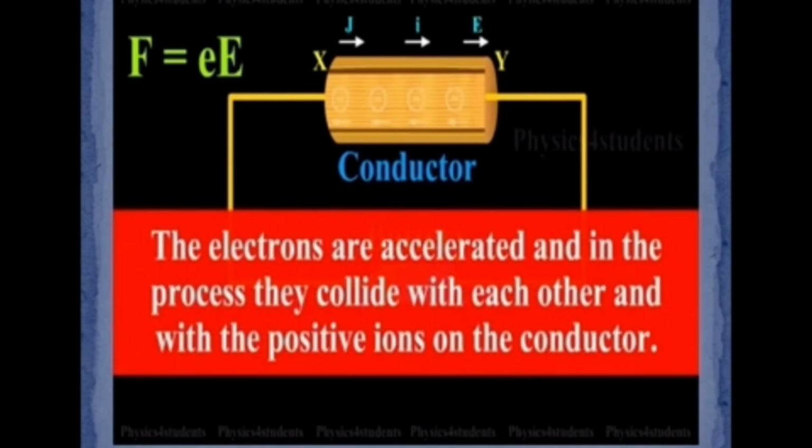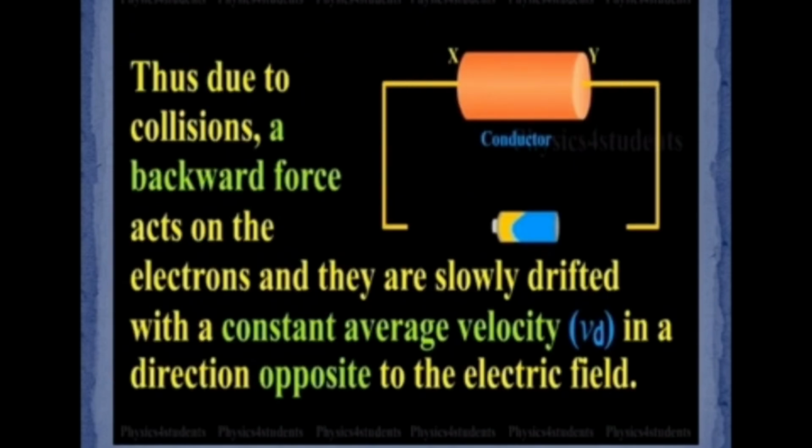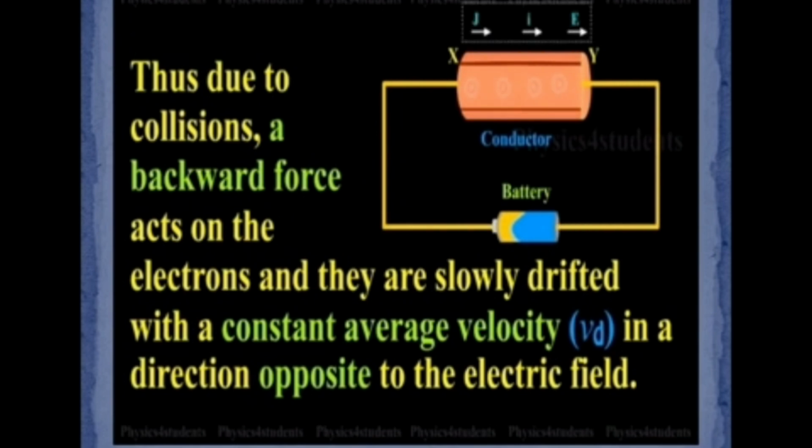இது நம்ம first lessonலயே பார்த்திருக்கோம். So the electrons are accelerated, and in the process they collide with each other and with the positive ions of the conductor. After collision they move towards the positive terminal. That's called drift velocity. Thus, due to collision, a backward force acts on the electrons and they slowly drift with a constant average velocity Vd in a direction opposite to the electric field.